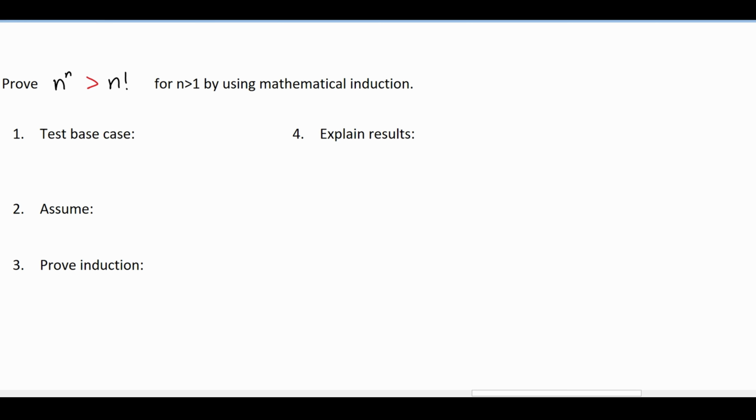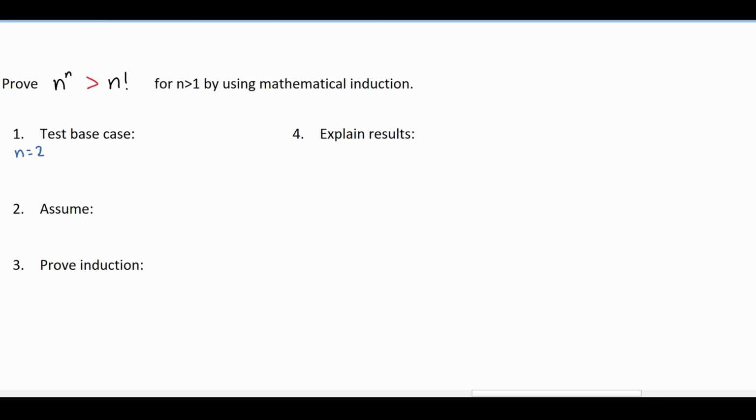This is usually the lowest and most simplified case that we can use. So for this, normally, if we didn't have a boundary, we would start with, say, 0. However, this is for if n is greater than 1. Since n has to be greater than 1, we're going to test for 2. So we're going to say that n is equal to 2. And now we're going to plug this in for all of our n's.